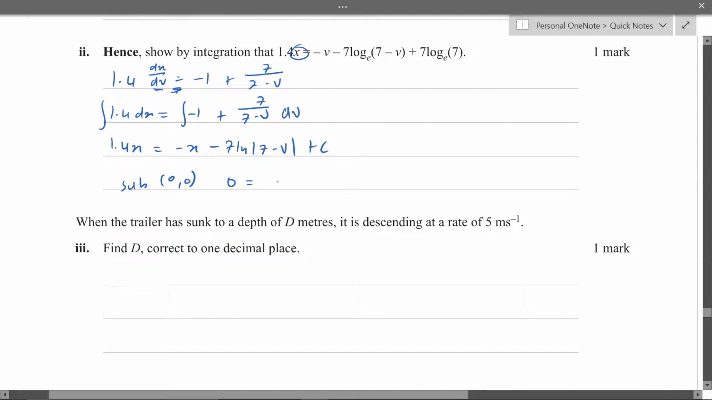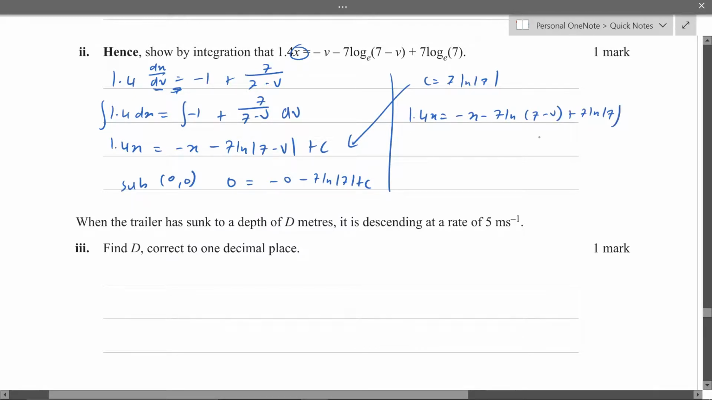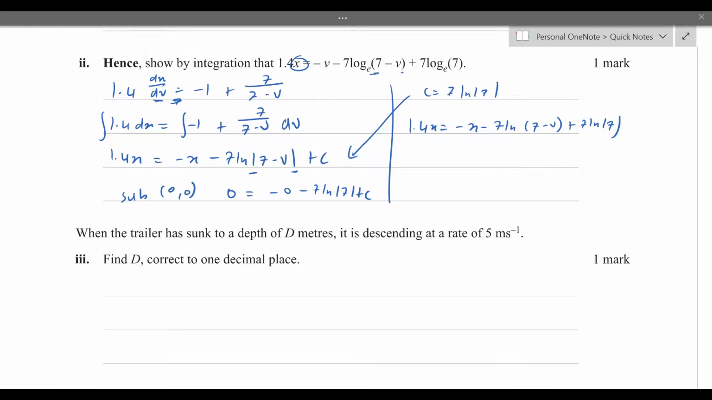So 0 equals -0 minus 7 ln 7 plus c. So c is just 7 ln 7, and if you sub that back into here, it's -v minus 7 ln 7 minus v. Sorry, 7 minus v plus 7 ln 7. You can get rid of the mod and make it brackets for this question like here, because v is going to be negative because it's going down.